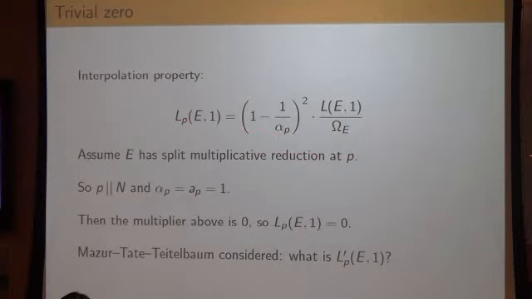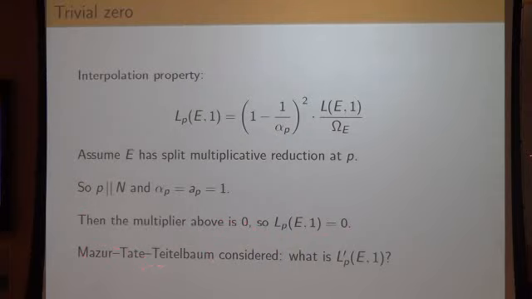Yeah. Okay. So the multiplier above, in this case it vanishes. It's 1 minus 1. Okay. So it's 0. So you have a trivial 0 here. Okay. So Mazur, Tate, and Teitelbaum considered what is the value of the derivative.